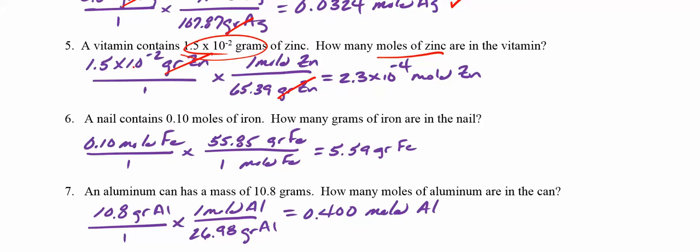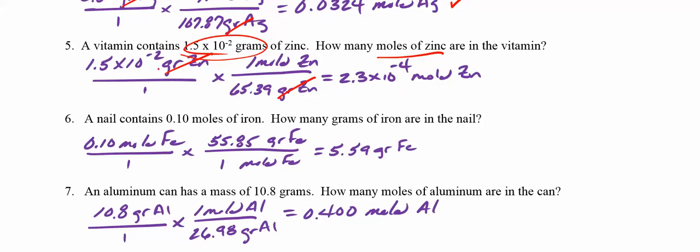Now I've got a number on top and a number on bottom. I'm going to divide because one's on top and one's on bottom. If one's on top and one's on bottom, I divide. If they're both on top, I multiply. I'll divide this time, and when I do, I get 2.3 times 10 to the negative 4.